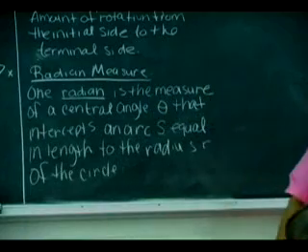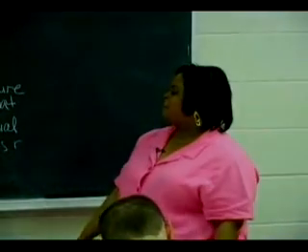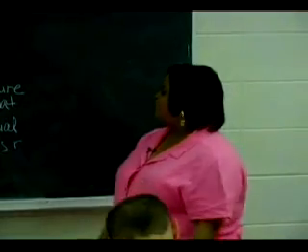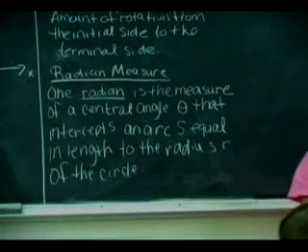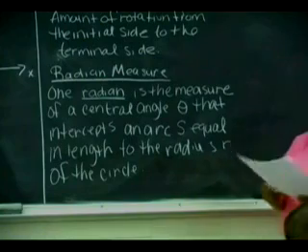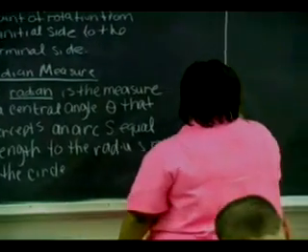Now I know, we don't know what that means. You have no clue. Okay, Ms. Berger on the board: 1 radian is the measure of a central angle theta that intercepts an arc S equal in length to the radius R of the circle. We still don't know what it means, right? Let's talk about what this means when we draw this picture here.